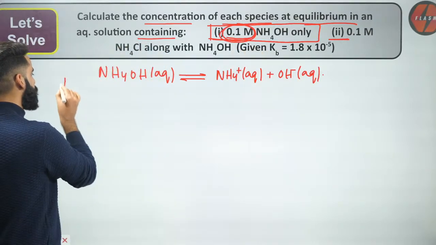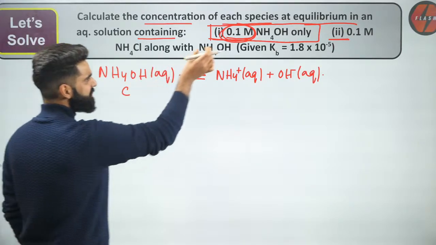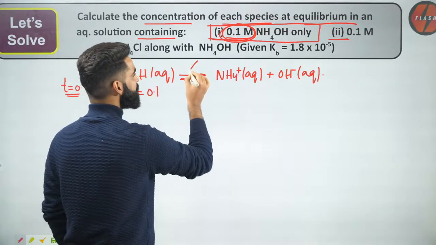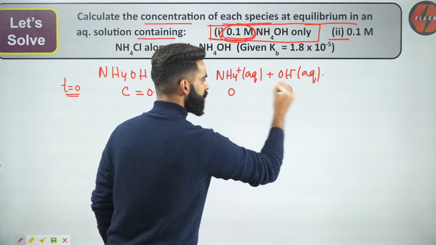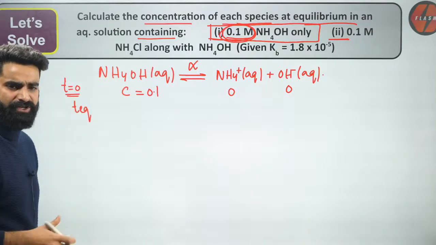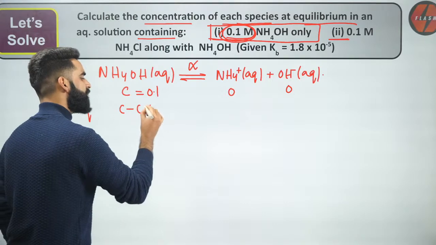So at time t equal to 0, the concentration of NH4OH I'm representing by C, and the C value, you already know, is 0.1. Let's assume the degree of ionization is alpha for this weak electrolyte. Initially the ions are going to be 0. After some time, there will be equilibrium in the reaction, and the NH4OH is going to be C minus C alpha.